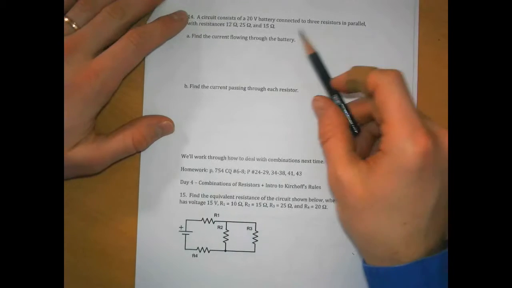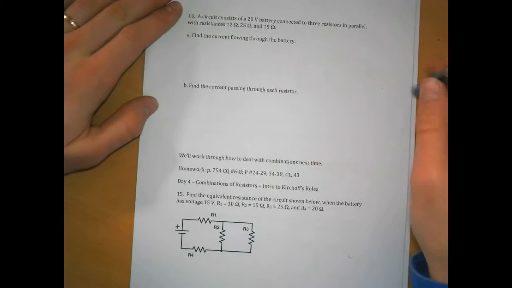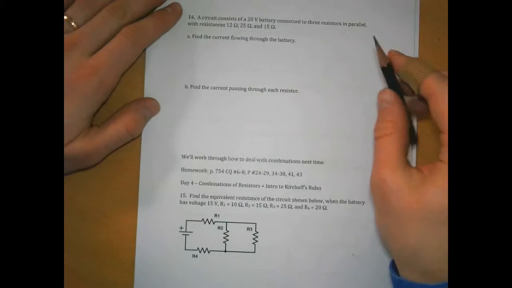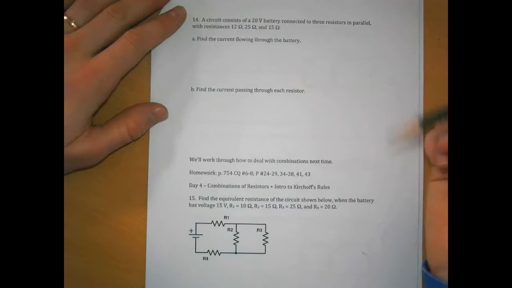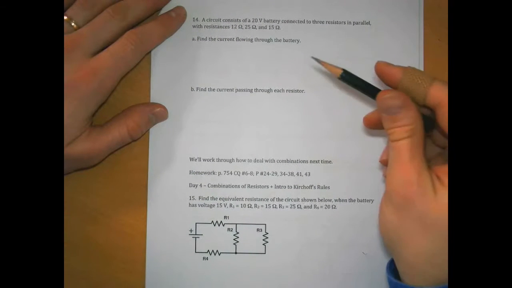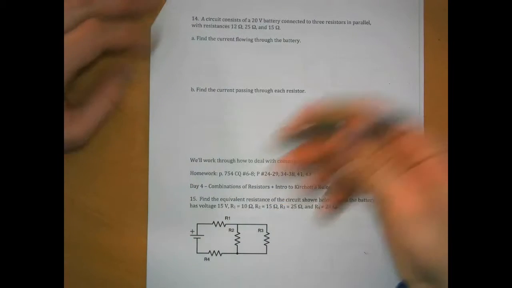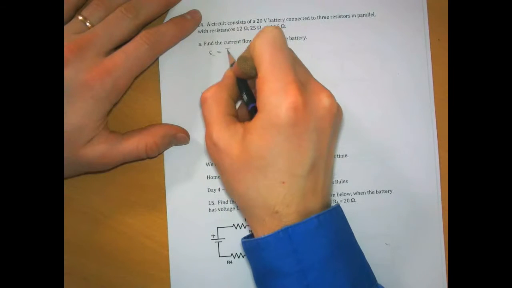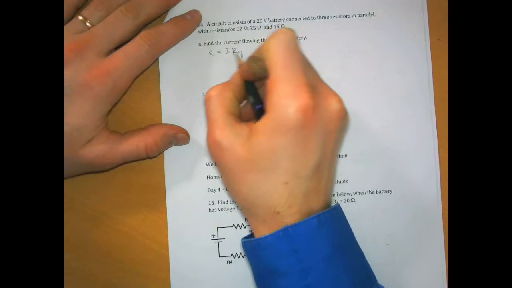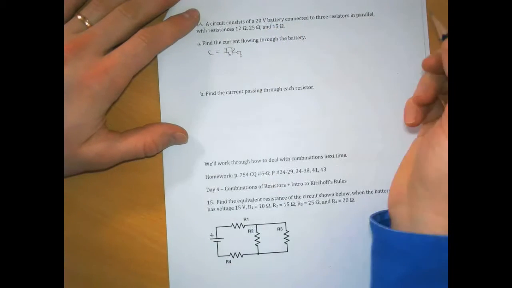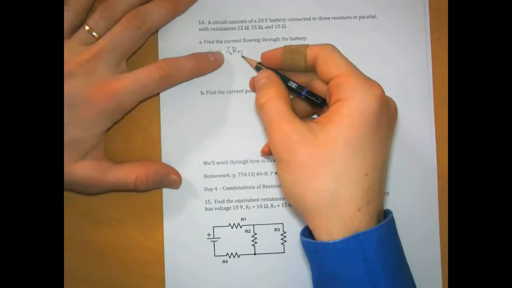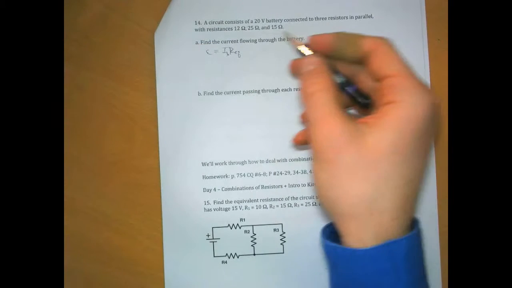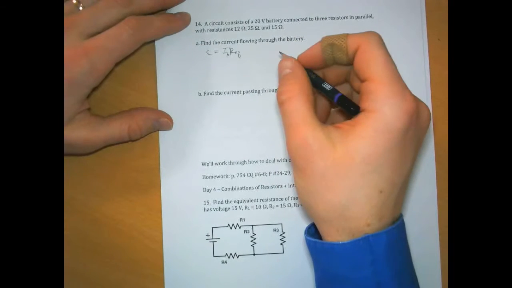Okay. So let's take an example here. Say you've got a circuit, 20-volt battery connecting the 3 resistors in parallel with resistances 12, 25, and 15 ohms, and we want to find the current flowing through the battery. Well, if we want to find the current flowing through the battery, we say that the EMF of the battery is equal to I times REQ, current flowing through the battery, times what single resistor would make the circuit function kind of the same way.